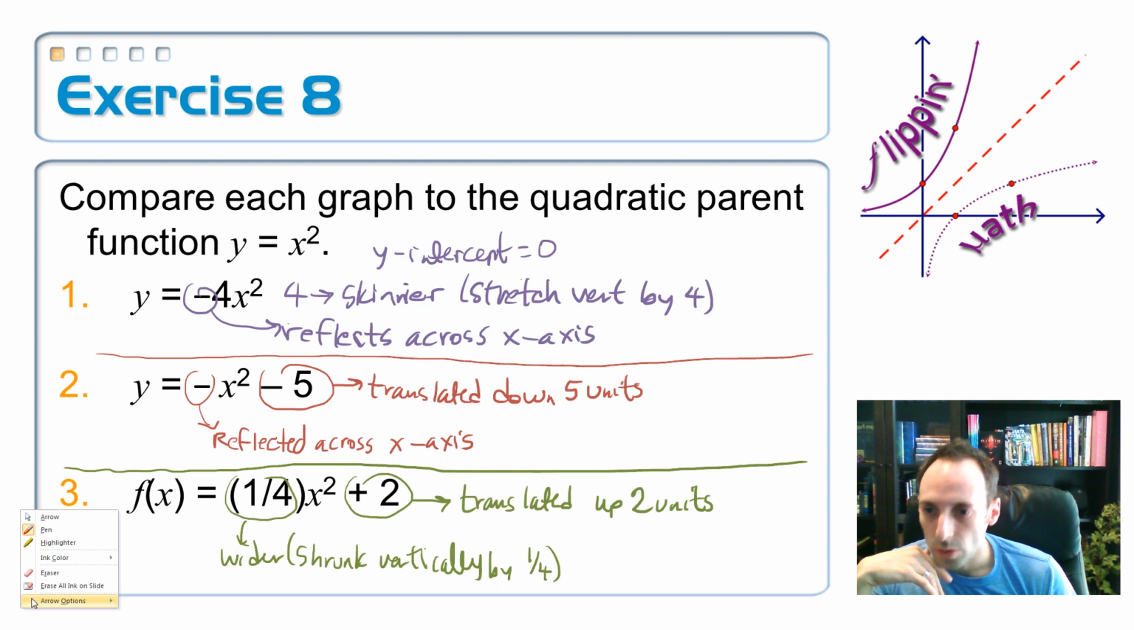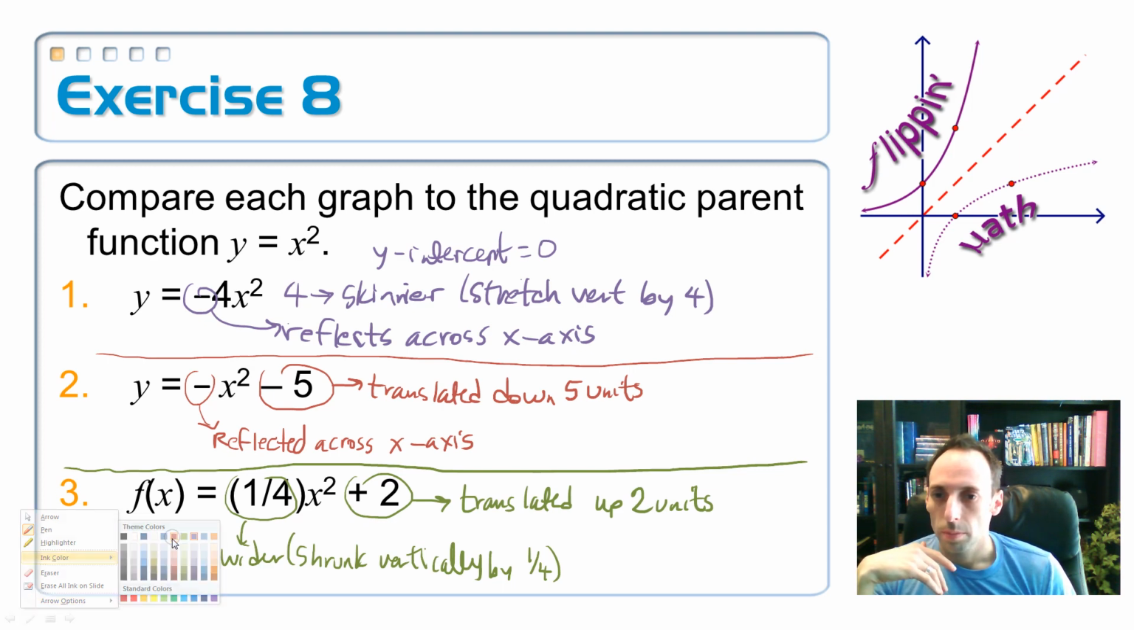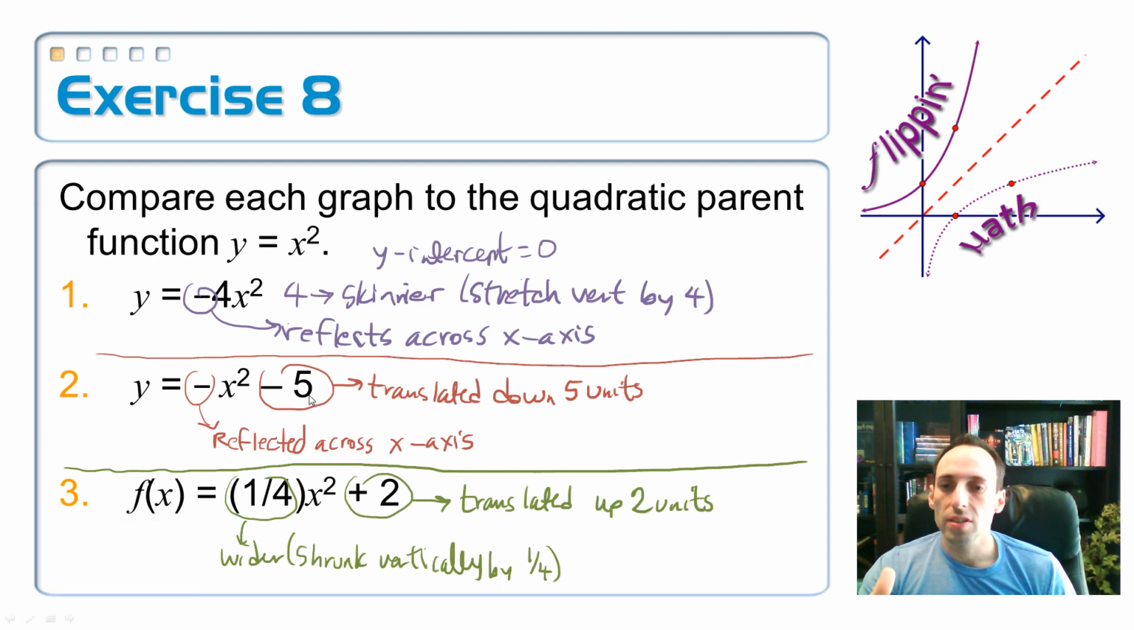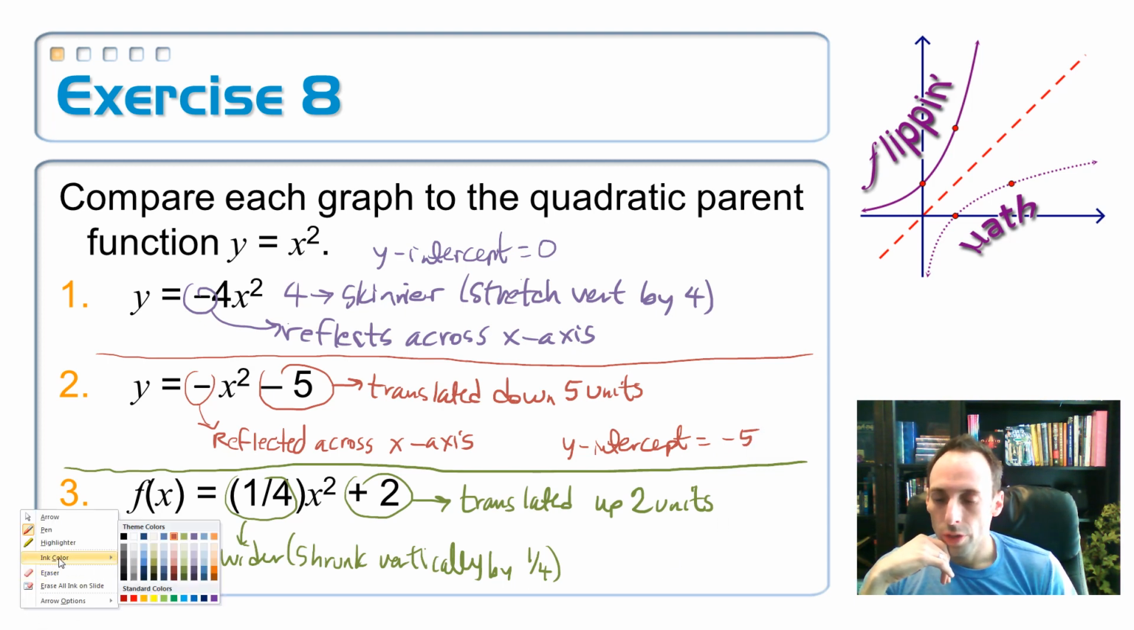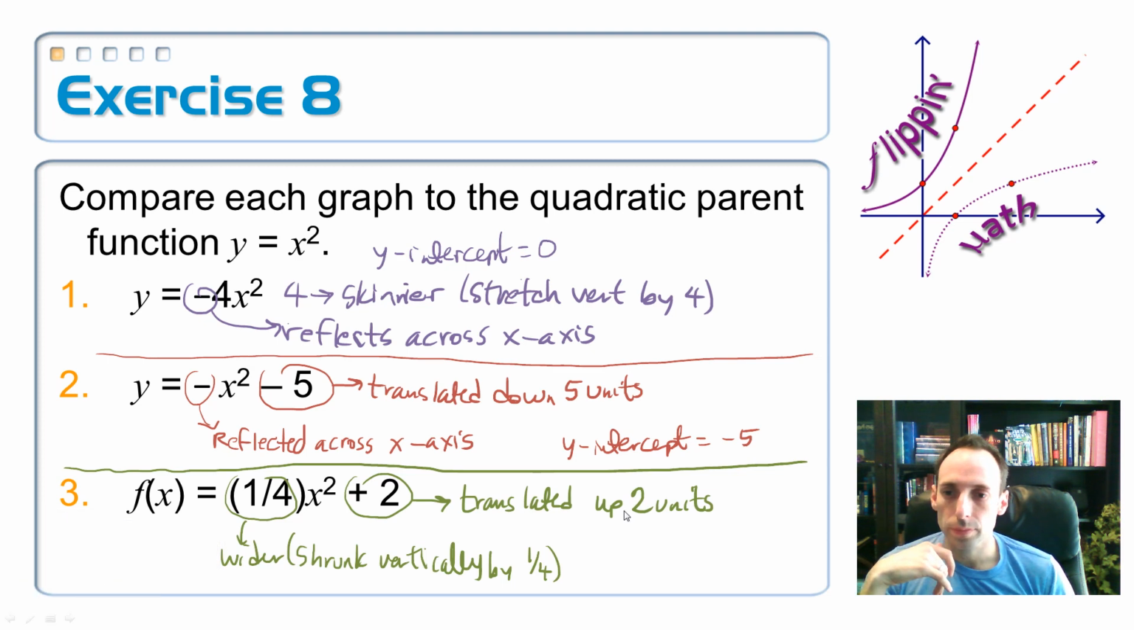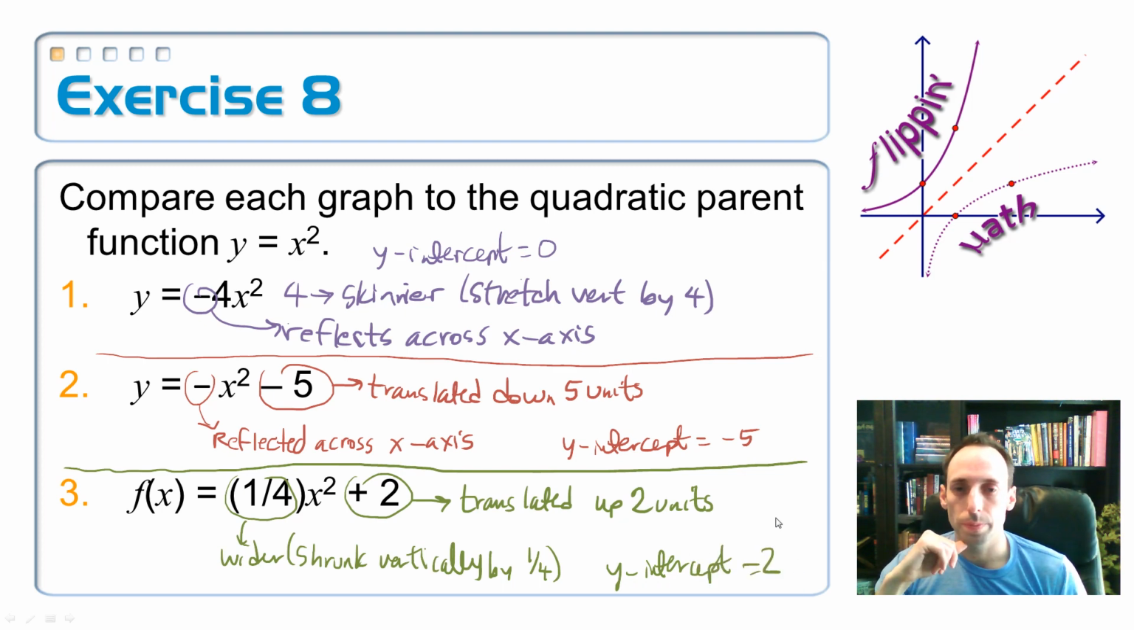All right, switch my colors here. Back to red. On this one, my c value is negative 5, so the y-intercept is equal to negative 5. And then finally, on the green example, my c value is 2, so my y-intercept is equal to just positive 2.